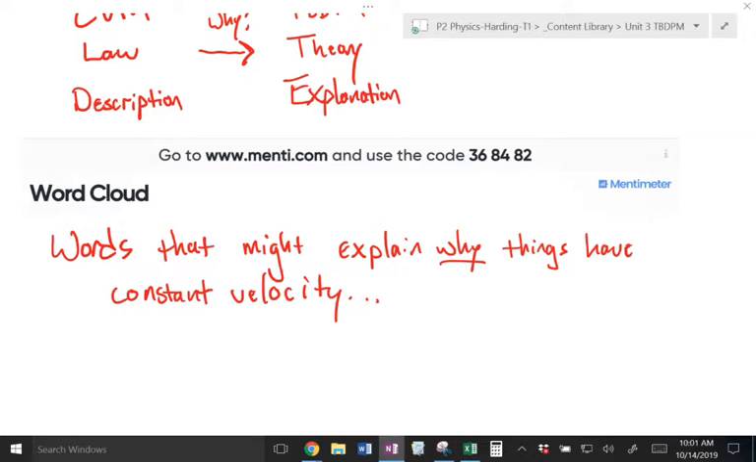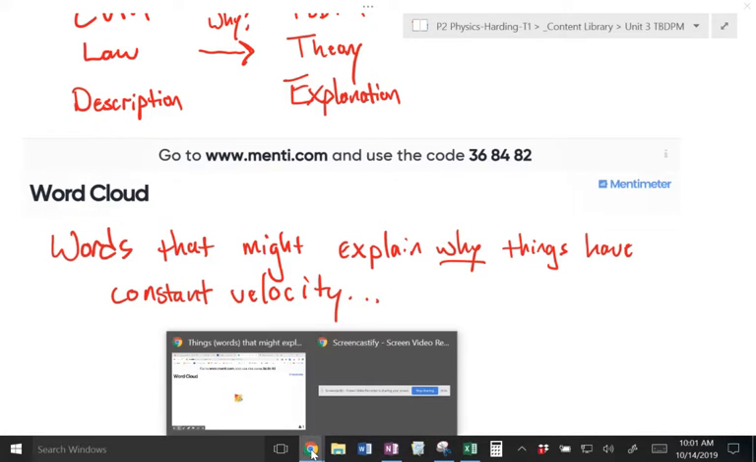What are some things? I'm talking about things we maybe haven't talked about yet. Okay? But what are some things or ideas out there that might be able to explain why things have constant velocity, things that might be worth further exploration? Okay. Oh, I had that frozen. Now I want it frozen like that. Why do things have constant velocity?